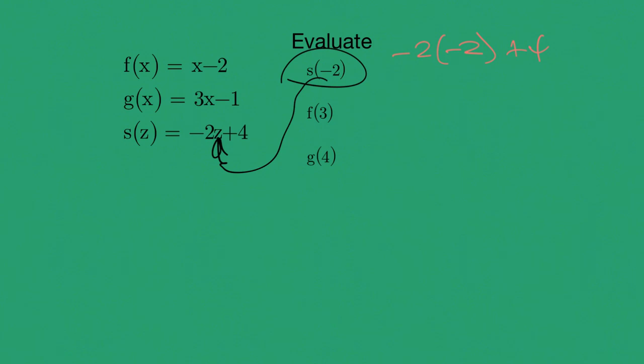This is really, really very simple. We kind of get caught up in what it looks like, though. It looks more difficult than what it is. Guys, what's negative 2 times negative 2? Positive 4. And what's 4 plus 4? 8. S of negative 2 is 8. All that means is that when negative 2 went into the function, 8 came out of the function. The input is negative 2, the output positive 8.